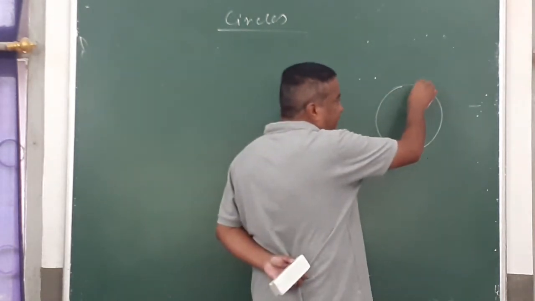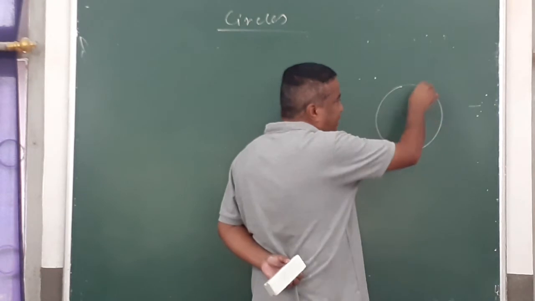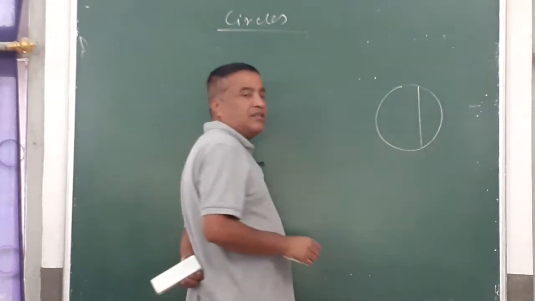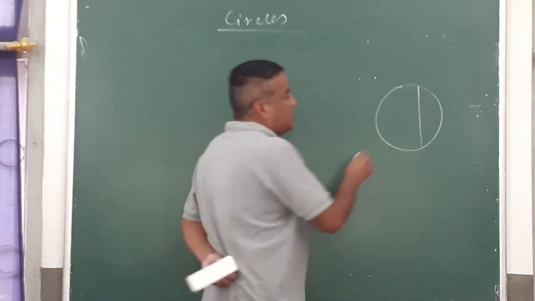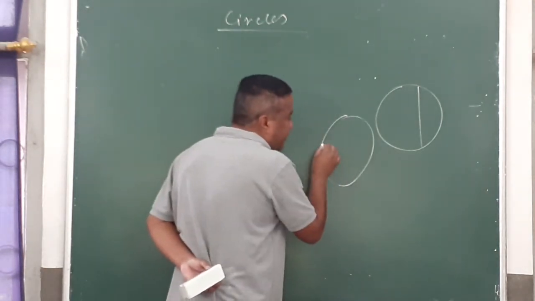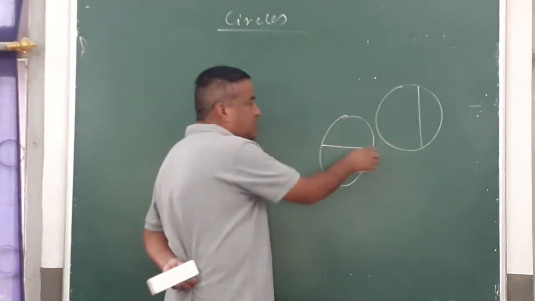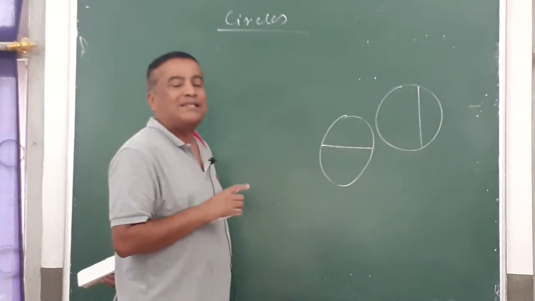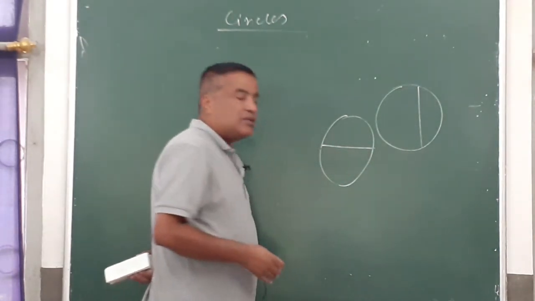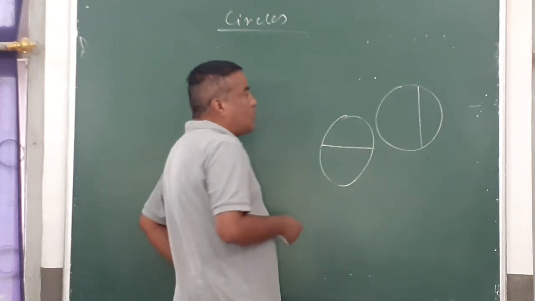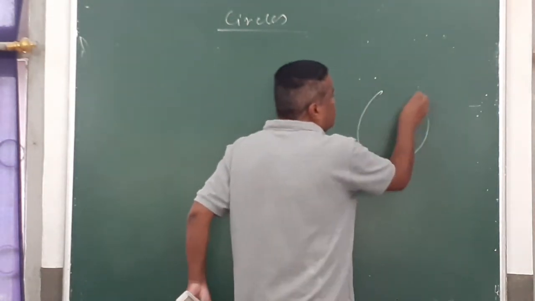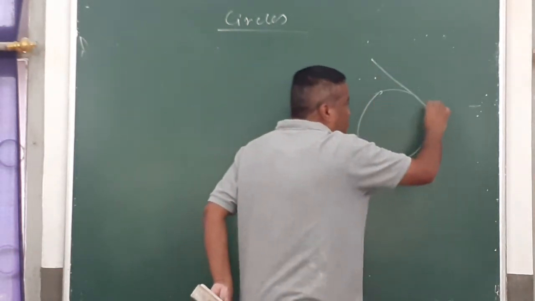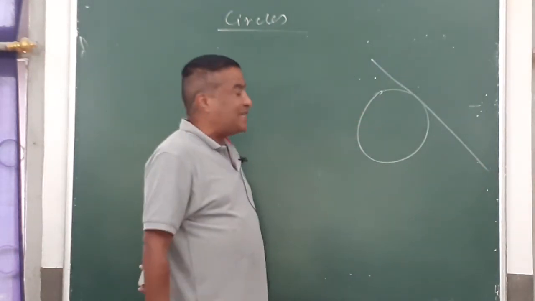If it is inside, that means if it touches the circumference, then it is called chord. C-H-O-R-D, chord. Okay. Again, this is circle. If it passes through center, this is also chord, but popularly known as diameter. Okay. So diameter is the longest chord. Now tangent means if it goes from outside the circle. So this line is called tangent.